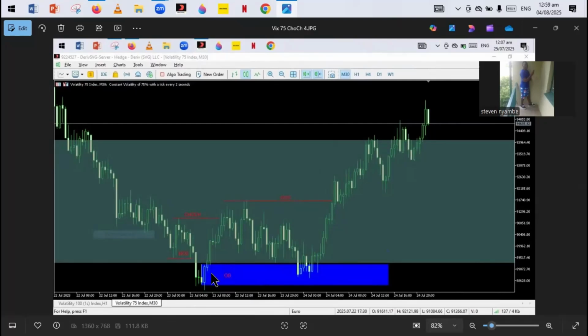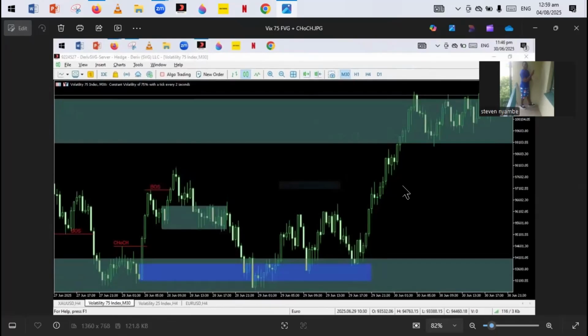So this is the same entry from M30. So last break of structure, change of character, wait for price to come back to tap into this order block. Look at what happened when price tapped in. We got a bullish engulfing and then price started shooting upwards. This is another one.